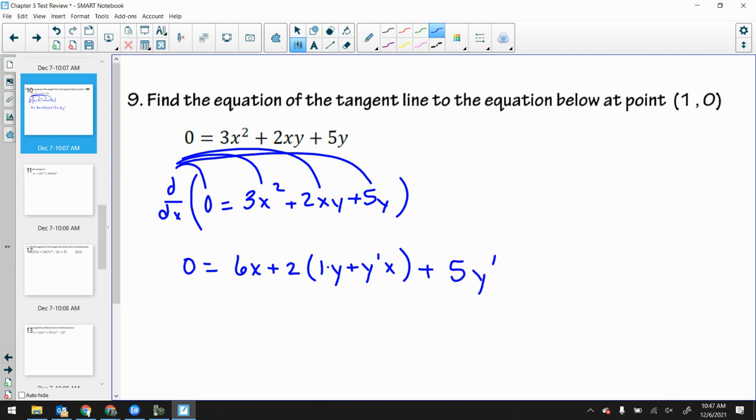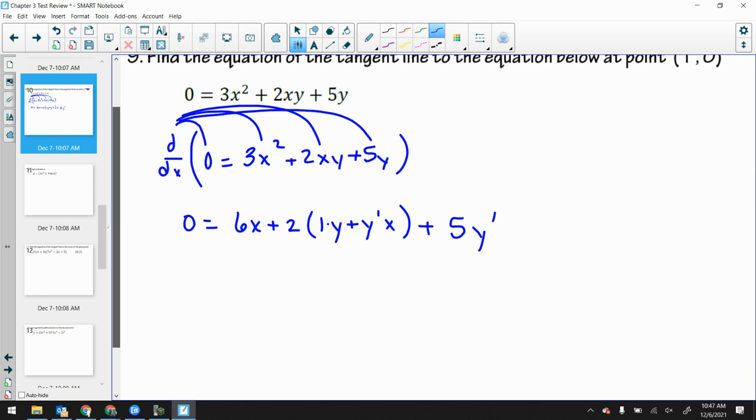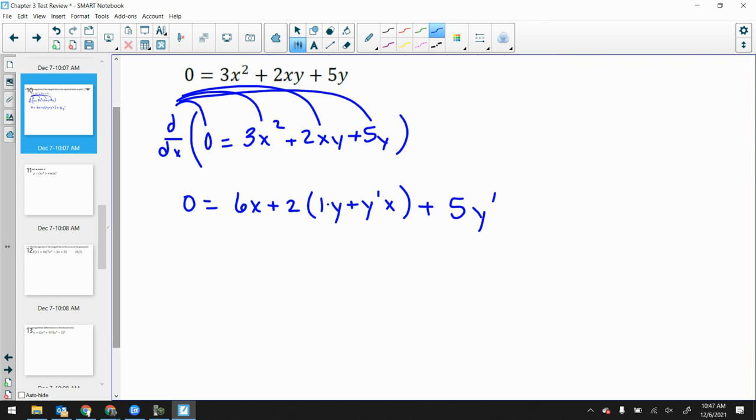Because it can't just be 5. Because when I take the derivative, I've got to be taking the derivative of y, so y prime, right? It's like a chain rule type thing. All right, let's keep going here. 0 is equal to 6x plus 2y plus 2y prime x plus 5y prime.